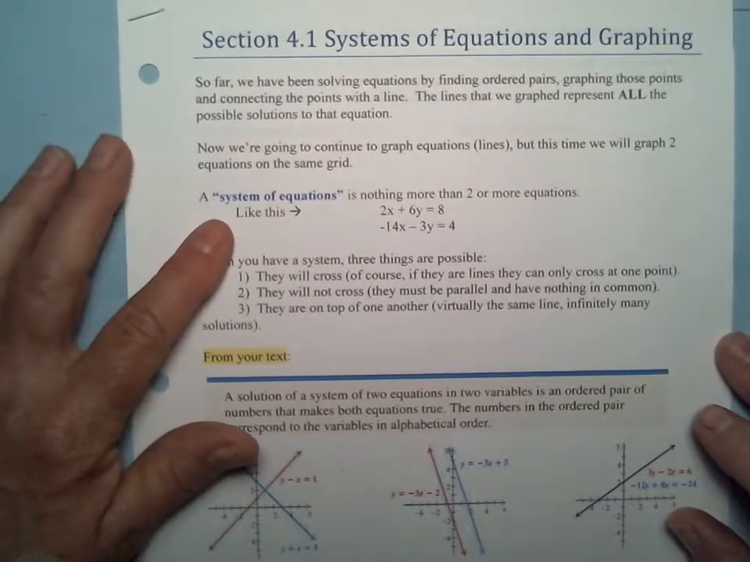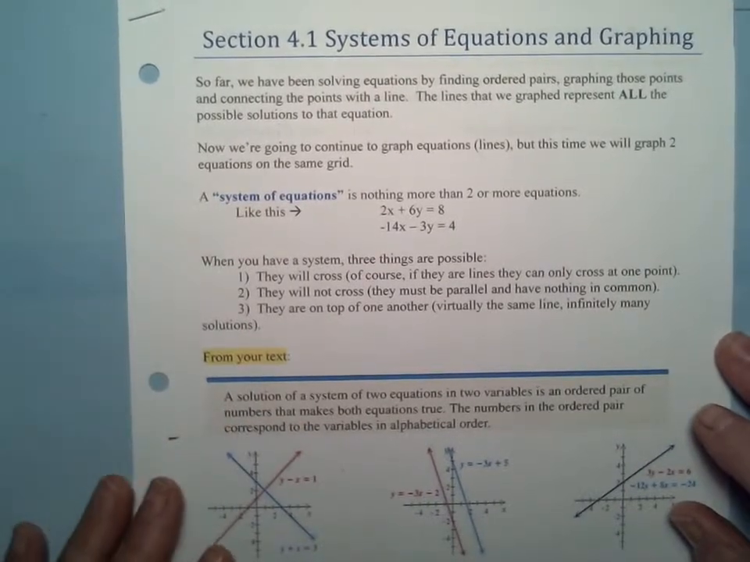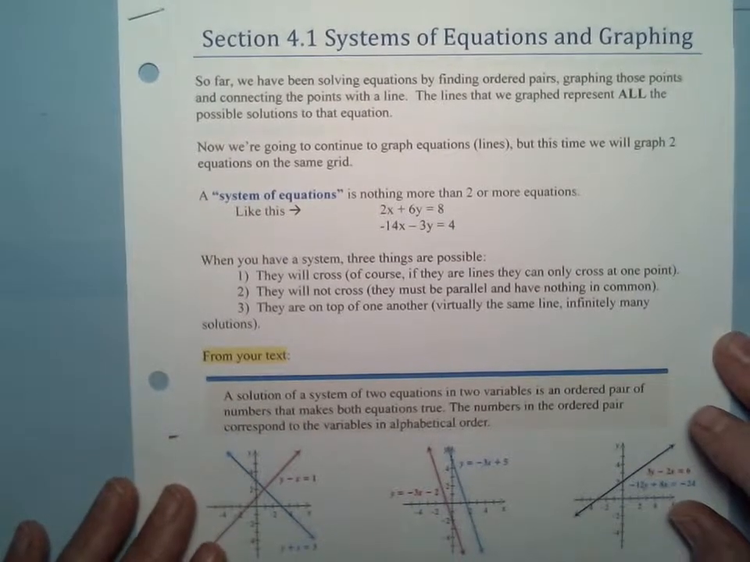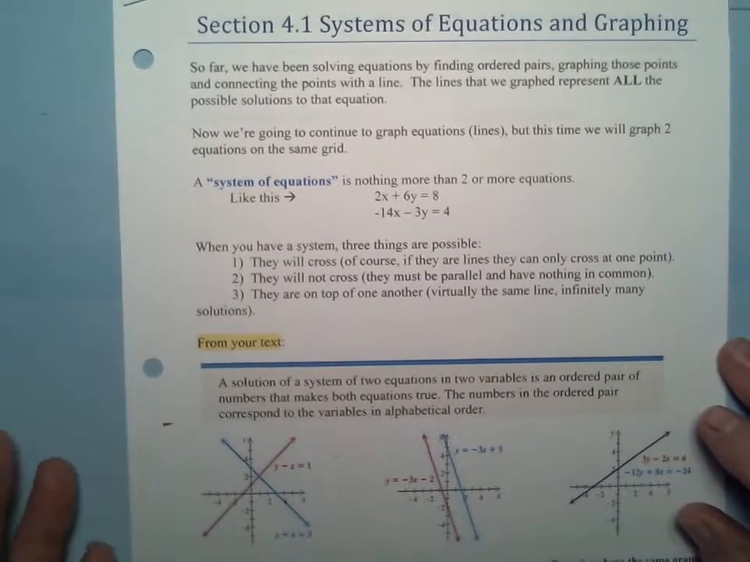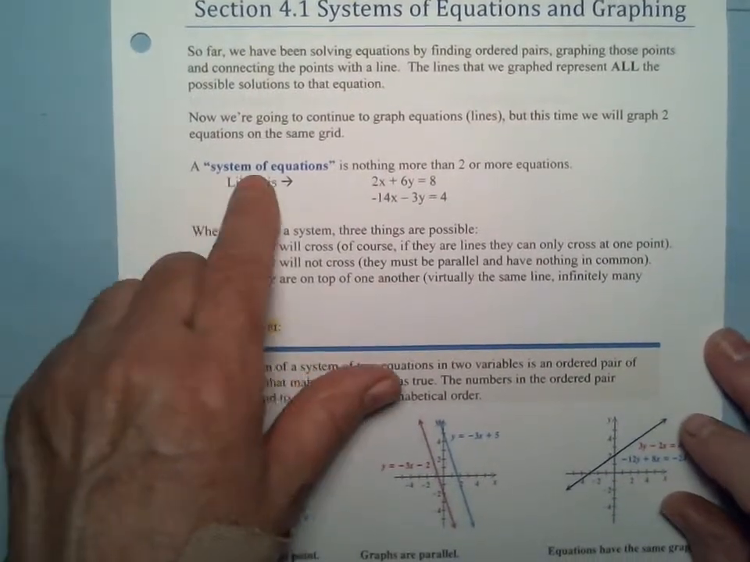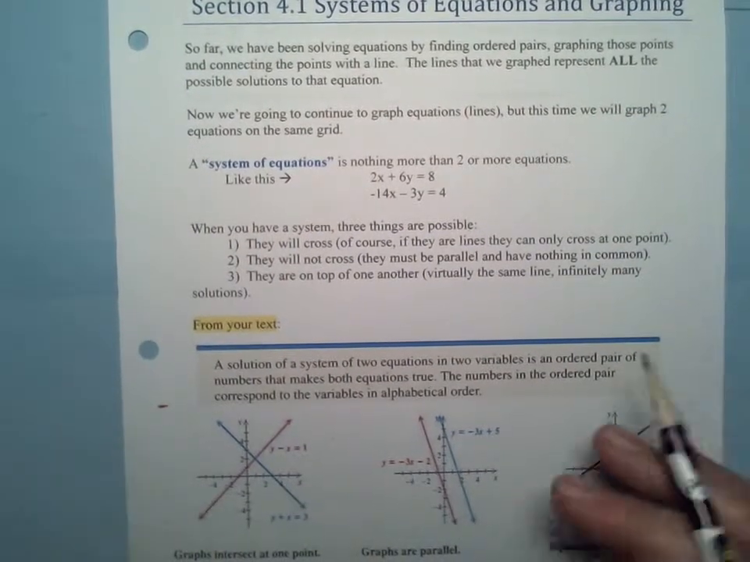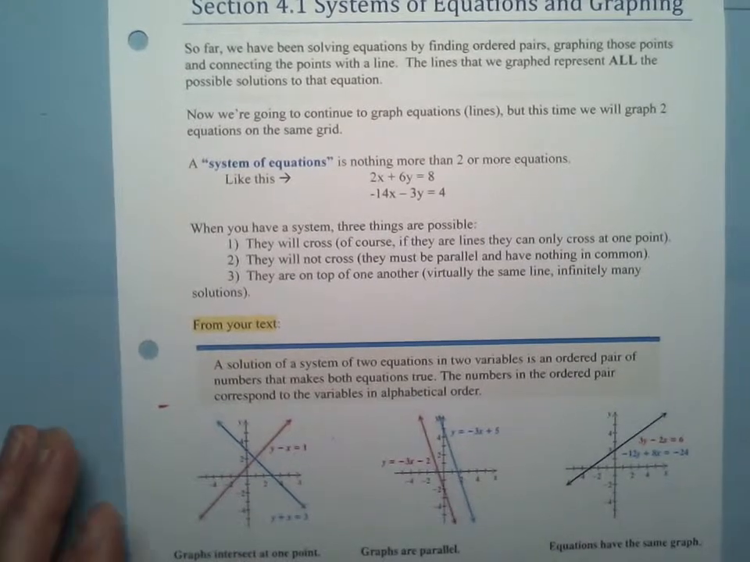Whenever you have two or more equations that you're working with, it's referred to as a system of equations. It means nothing more than that. So if those words are used in directions on a test or in your homework, you should know what that means. A system of equations, nothing more than two or more equations. And there's usually something going on between the two.